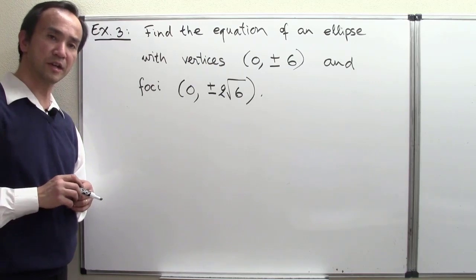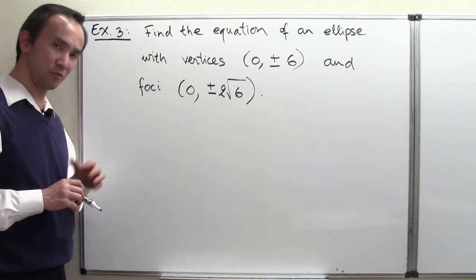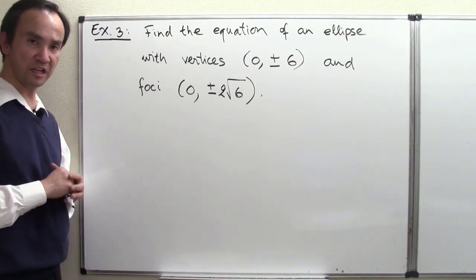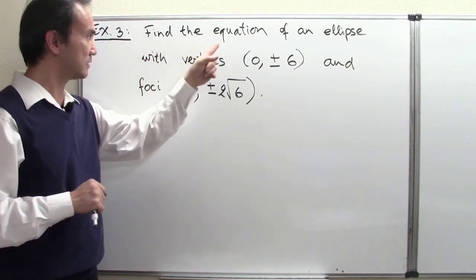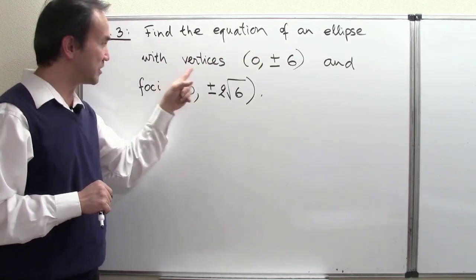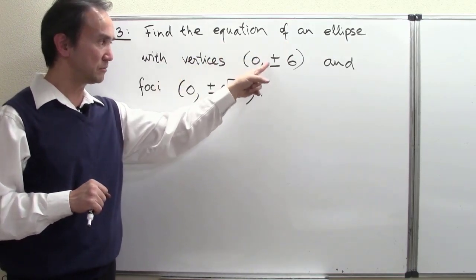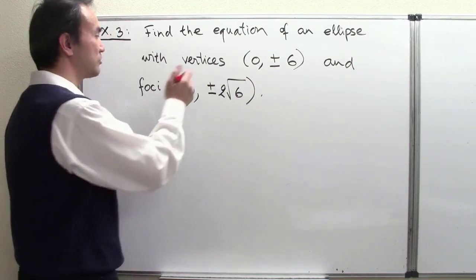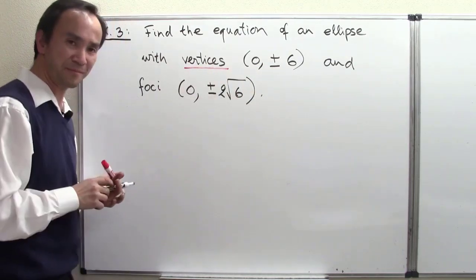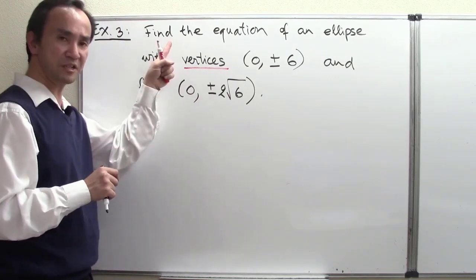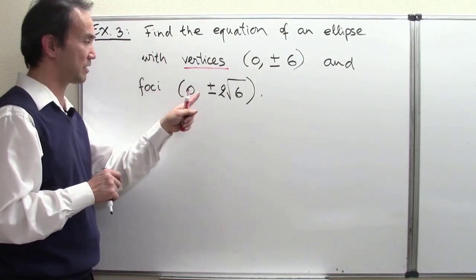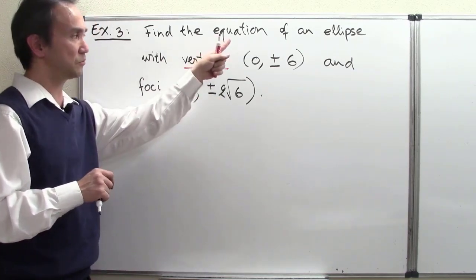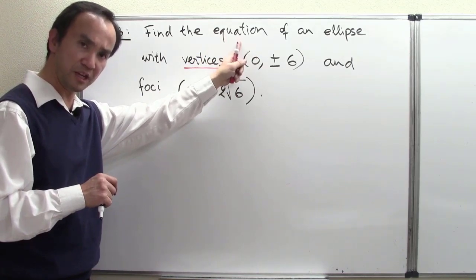All right, so now we're looking at our third example, where it brings in another way we can apply our understanding about the equation of an ellipse. In this problem, we're asked to find the equation of an ellipse with vertices 0, comma, plus or minus 6. Vertices is a new term to be learned in this example. Further, this ellipse has foci 0, comma, plus or minus 2 square root of 6.